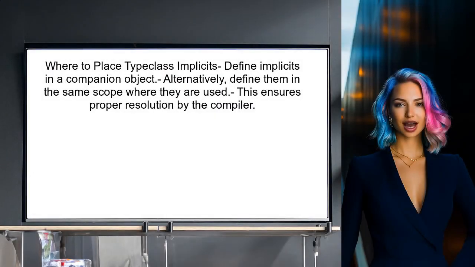Now, regarding where type class implicits should be placed for proper resolution, the user should define implicits in a companion object or in the same scope where they are used. This ensures that the compiler can find them when needed.